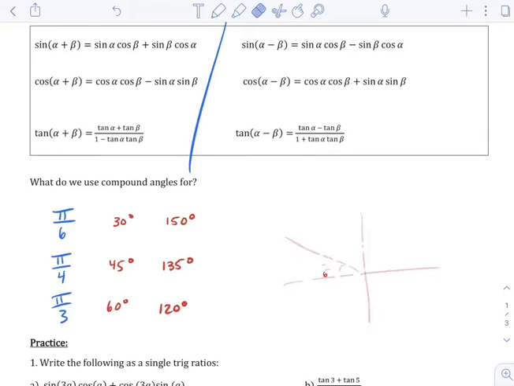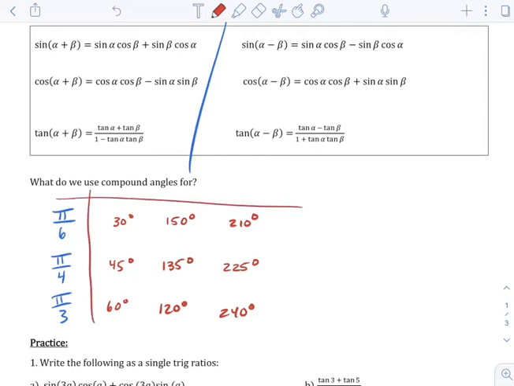And we can continue that along the third quadrant as well. If I find out the exact value of 210 degrees, or if I find out third quadrant of 45, 225, or third quadrant of 60, which is 240. And we continue that at the fourth quadrant if we want, but the idea is these are the exact values that we know how to find right now.